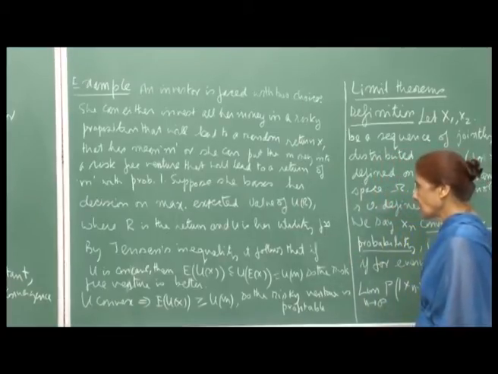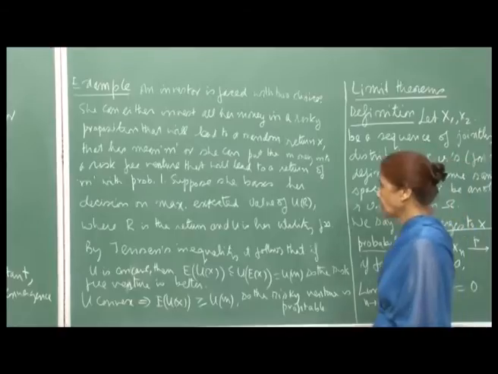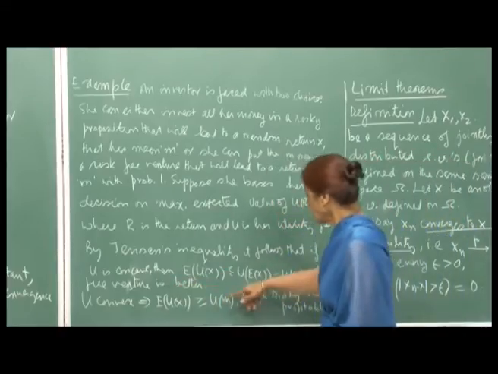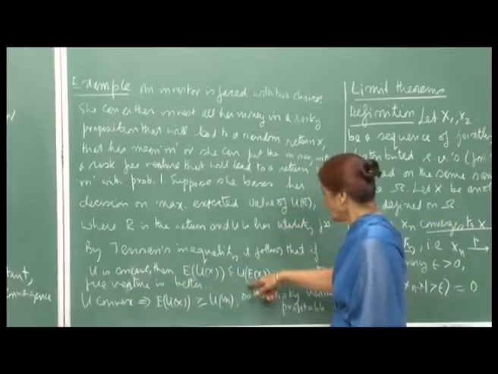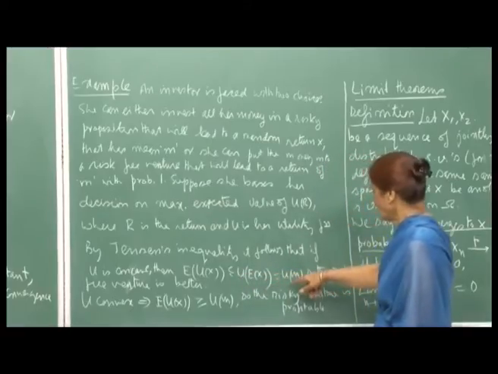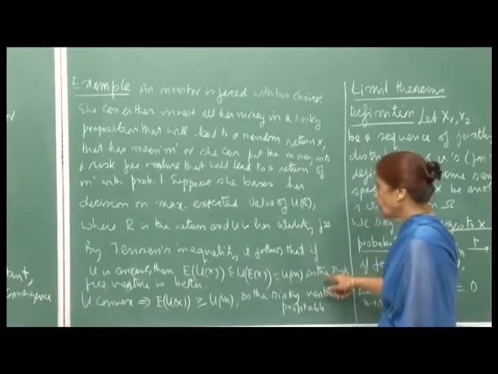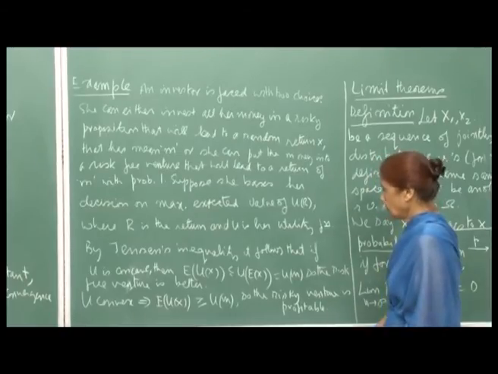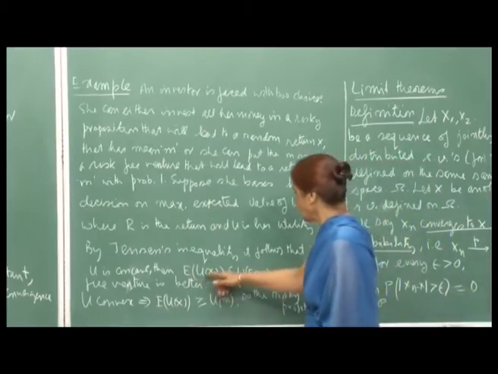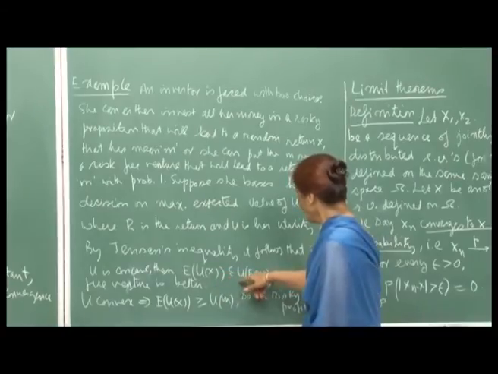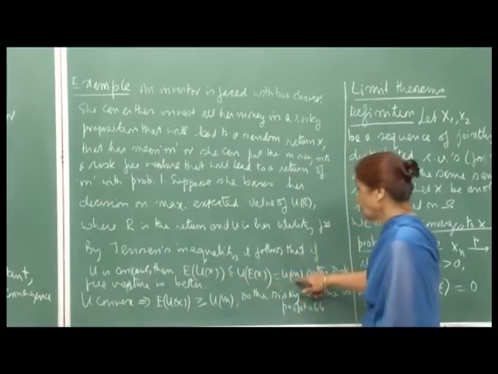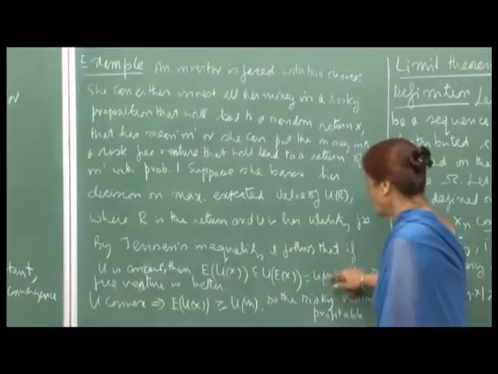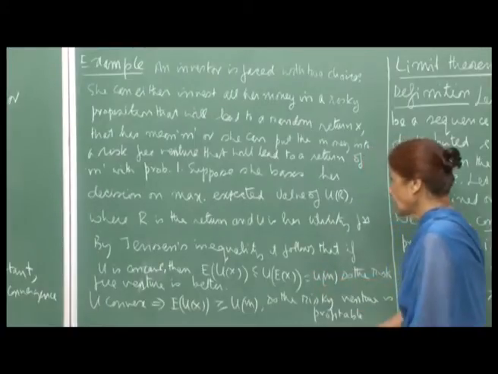Now, by Jensen's inequality, it follows that if u is concave, then the expected value of u(x) will be less than or equal to u of E[x], which is u of m. So, the risk free venture is better. Here the expected return E[u(x)] will always be less than or equal to u(E[x]), which is u(m). Therefore, it is better to invest in the risk free venture.